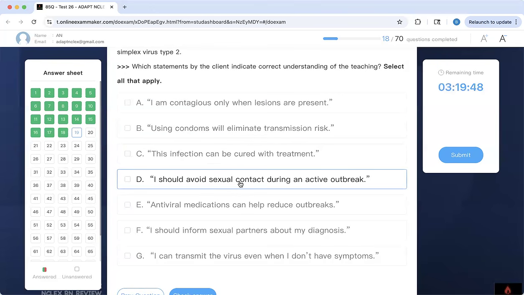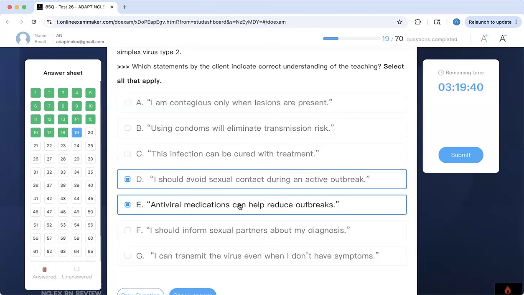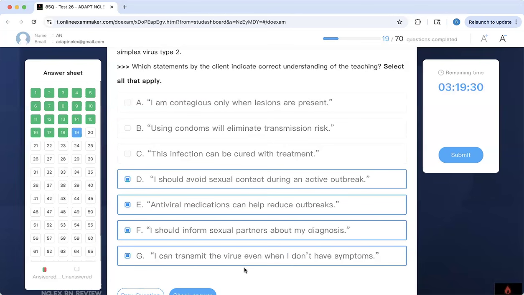I should avoid sexual contact during an outbreak. Yes, you should not have sex at that time. Antiviral medication will reduce the outbreaks, but it does not eliminate the infection. I should inform my sexual partners about my diagnosis so that they are aware of it. And you can transmit it whether you have symptoms or not. So that's it.